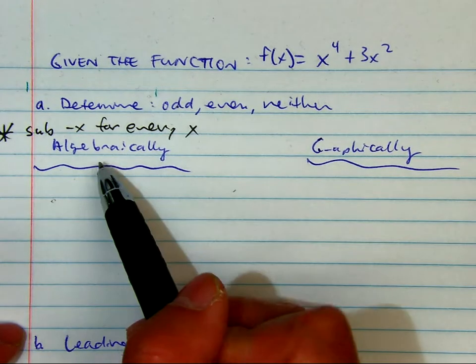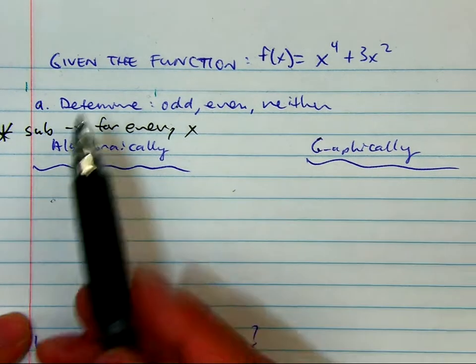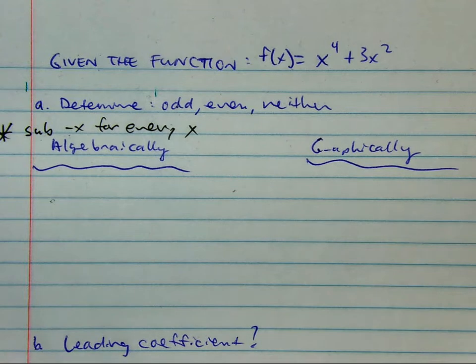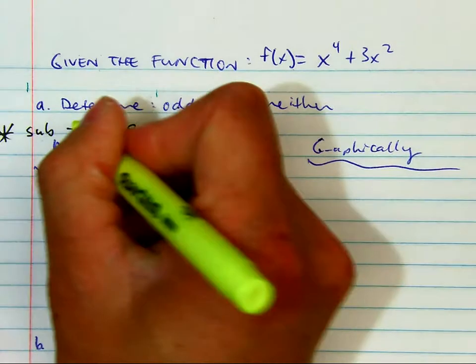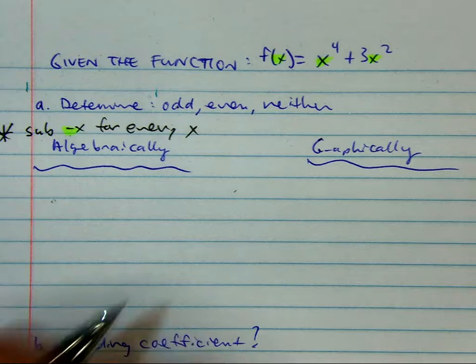So, to determine algebraically, you're going to sub in negative x for every x value. So basically we're going to put in negative x for every single x value, right? We've been doing that this past week, so let's do that.